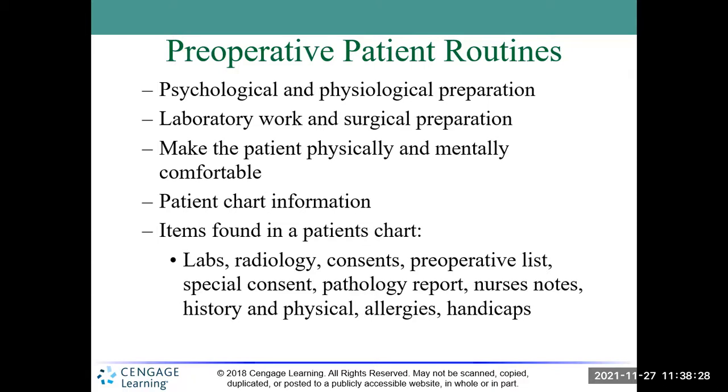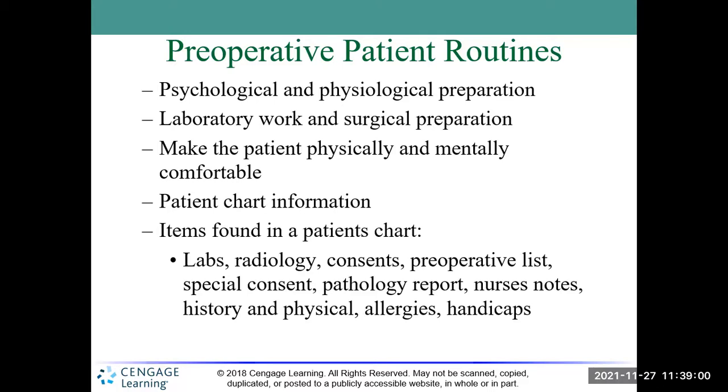An example of that would be having the blood type performed already and crossed, so that in the event that there's blood needed, it's known what type and have it available. And then, of course, making the patient physically and mentally comfortable. Physically, this is about making sure that if there's any skin that needs shaven, and then the prep, of course, is going to be done pre-op as well.